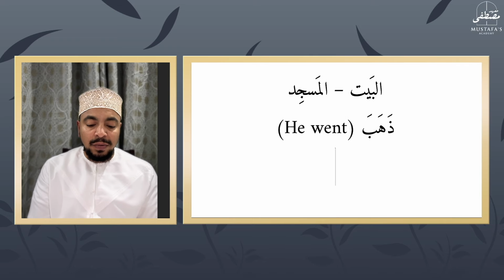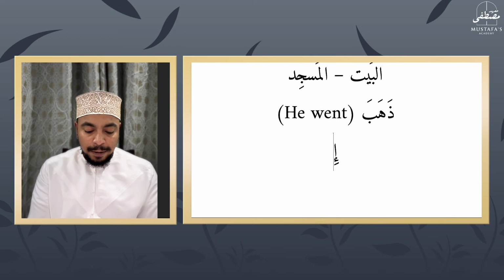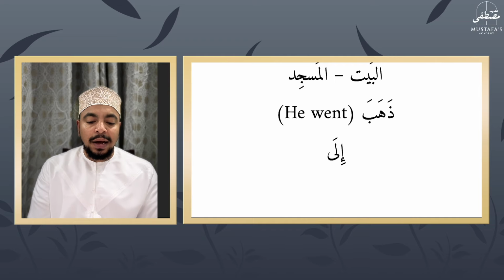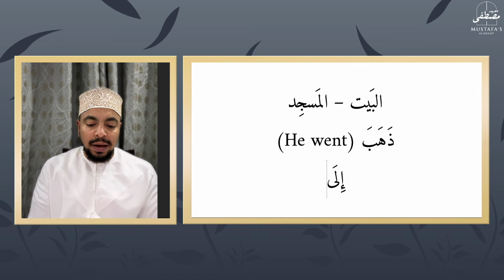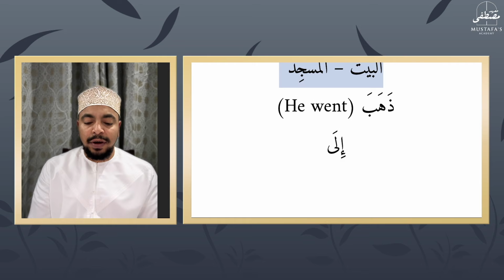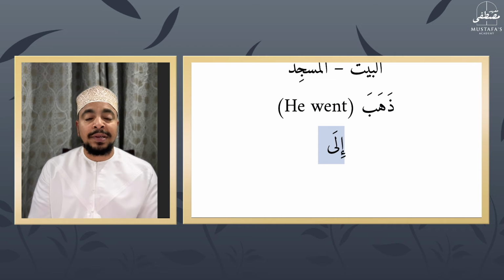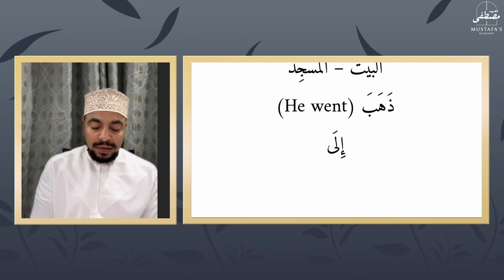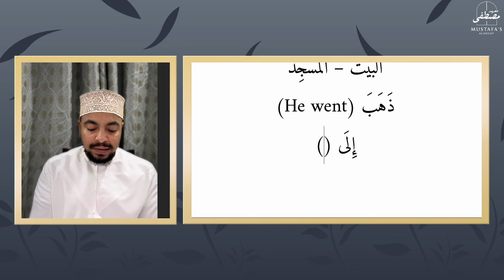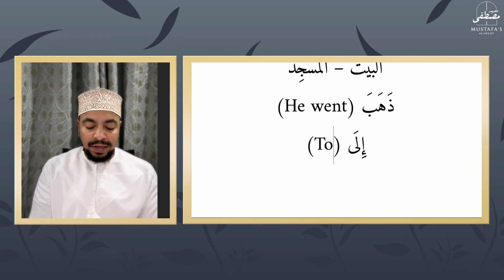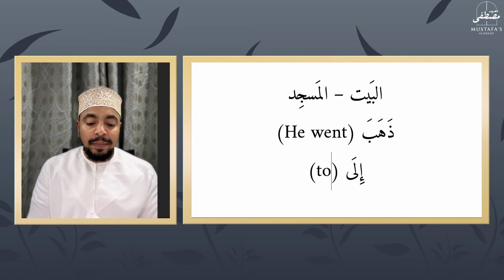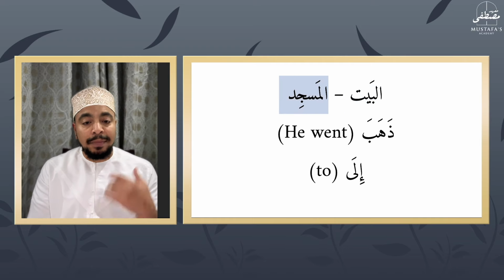And then the preposition that we said we're going to look into is what? Ila. Look at that. Now these are three pieces. Al-bayt, that's piece number one, the noun. And then dhahaba, which is piece number two. And then ila is piece number three, and this is a preposition. Now this ila means to. That's what it means, to. And al-bayt means house. Al-masjid means a masjid.